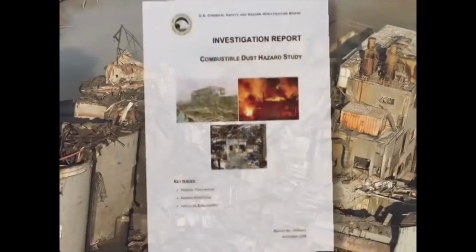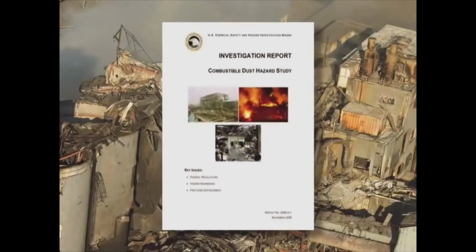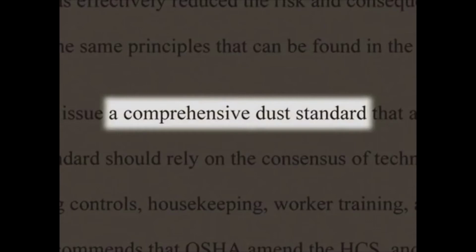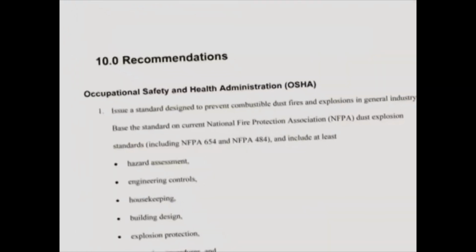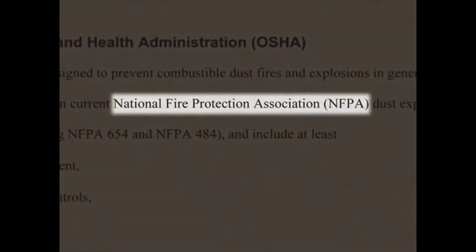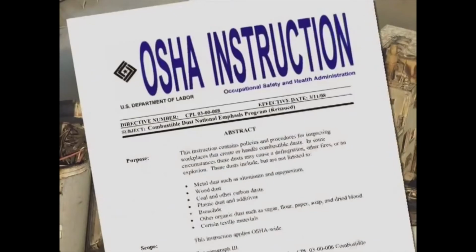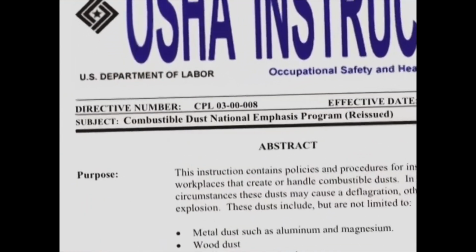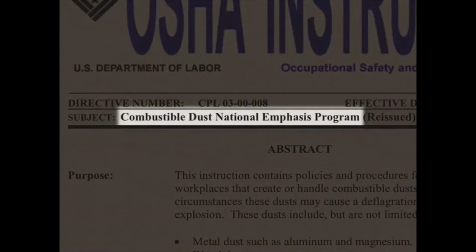In 2006, the CSB issued a study of combustible dust, which called on OSHA to establish a comprehensive combustible dust standard based on the current standards of the National Fire Protection Association, or NFPA. In October 2007, OSHA began implementing a new national emphasis program to increase the enforcement of existing regulations related to combustible dust. Imperial Sugar learned of the OSHA Combustible Dust National Emphasis Program four months before the devastating explosion at Port Wentworth. But management did not act effectively to control the serious dust problem in the packing buildings.